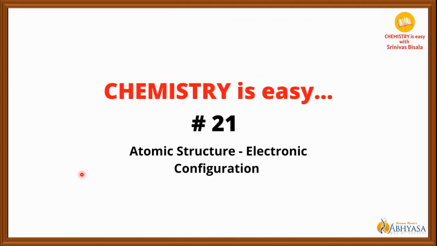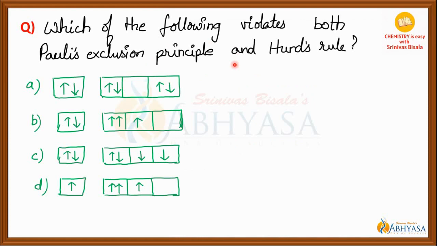So let's read the question here. Which of the following electronic configuration violates both the Pauli's exclusion principle as well as the Hund's rule? So before solving this, let me give you a quick recap of all the three rules.